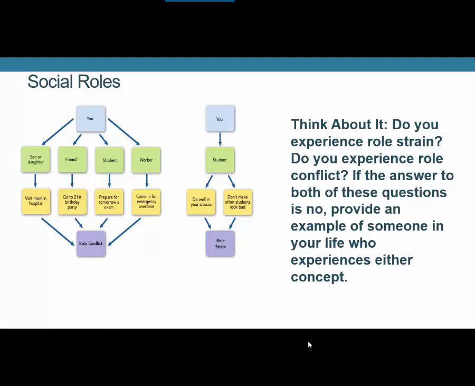And so the think about it here is just asking, have you ever experienced role strain? Are you currently experiencing role conflict? And if you're lucky enough that the answer to both those questions is no, maybe think about an example of someone in your life who experiences either of those concepts.